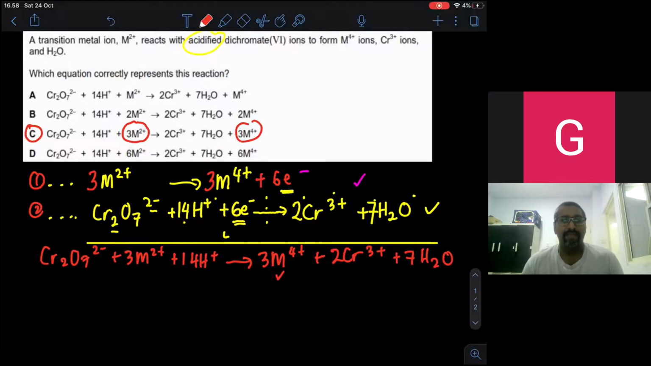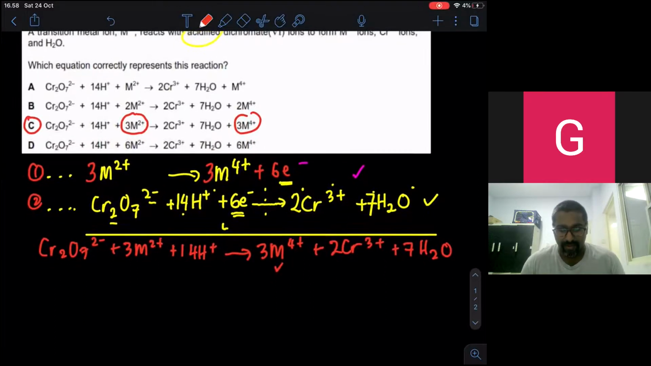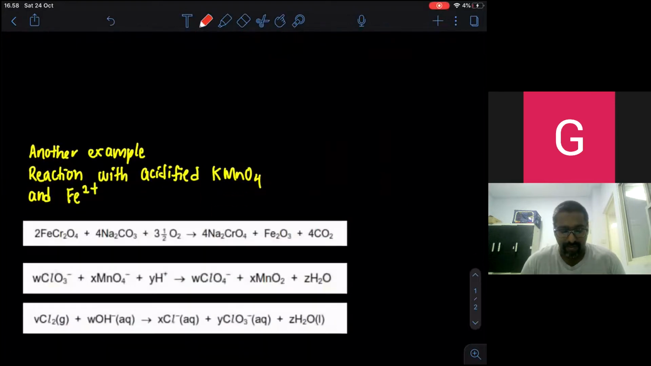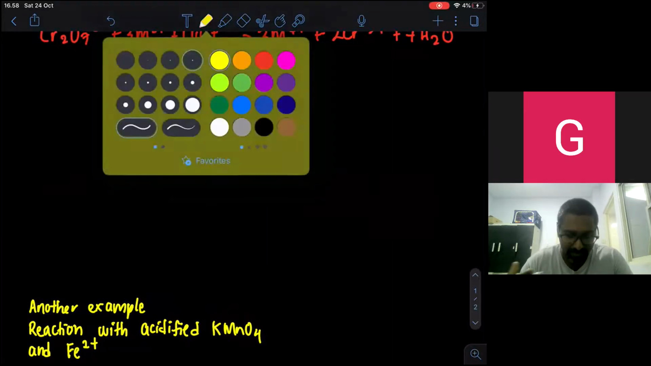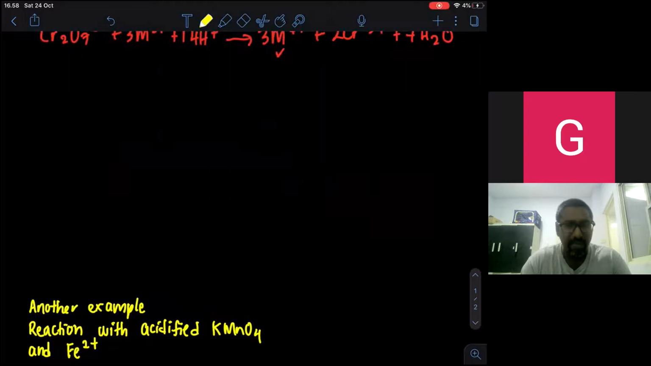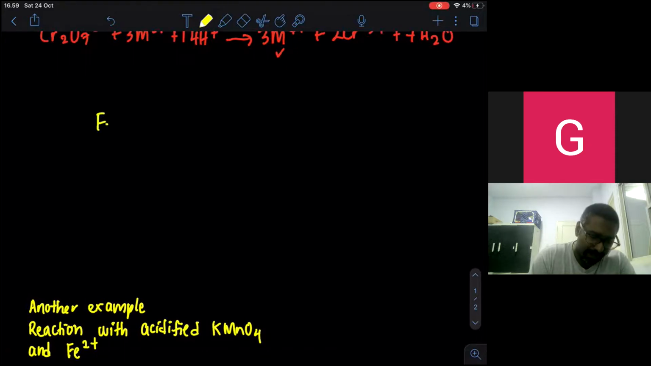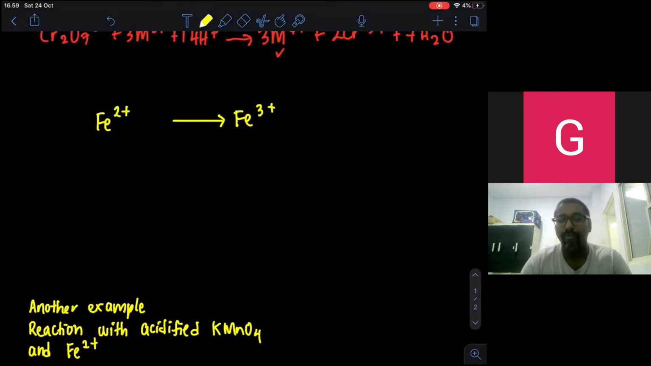So the same thing, if I want to apply this way to solve another example, let's say we have a reaction with acidified potassium manganate and Fe2+. How do I use the same method to solve this situation? Same, you need to have half equations. So I have Fe2+, and acidified potassium manganate is going to be a good oxidizing agent, so it's going to change into Fe3+. That is what I want to obtain.